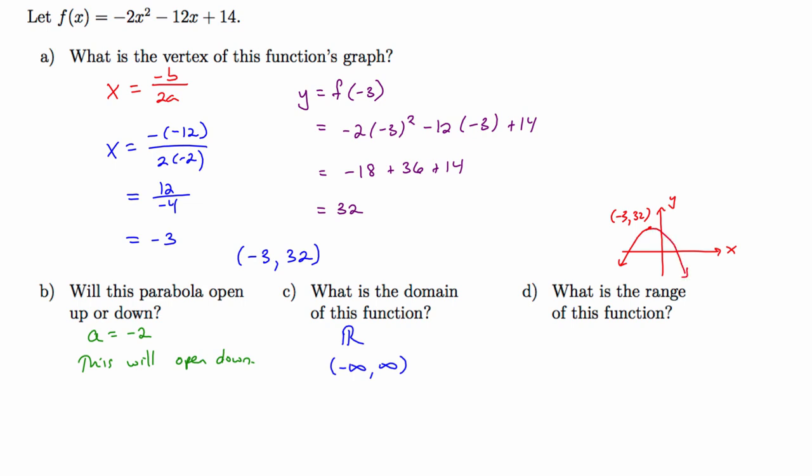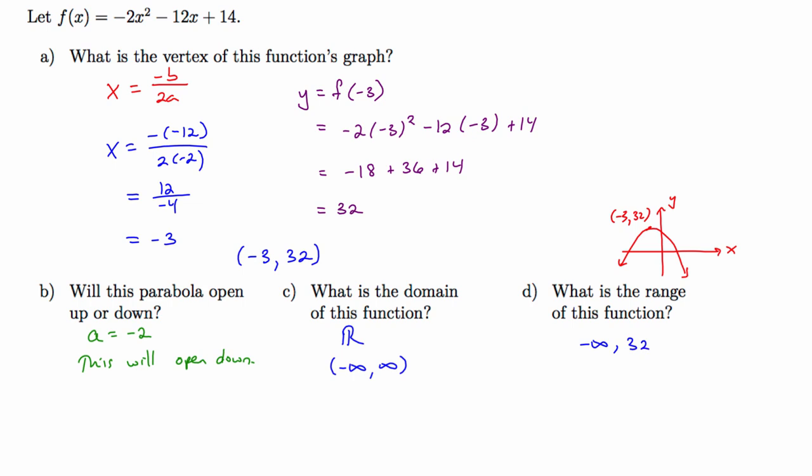Keeping in mind the range is the set of all y values used by this graph, we can see that the y values top out at 32, but go down forever. So to write this in interval notation, keeping in mind we go from negative to positive, the range of this function will be the interval from negative infinity up to 32.